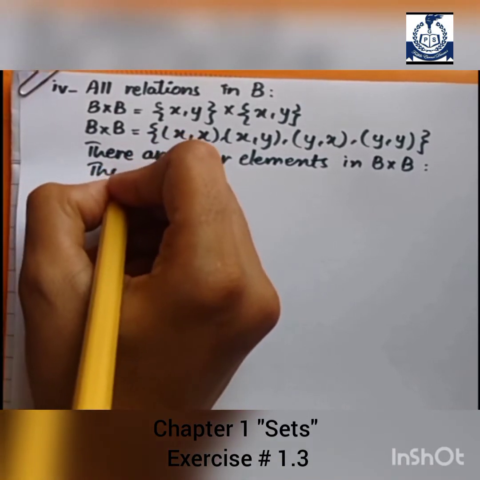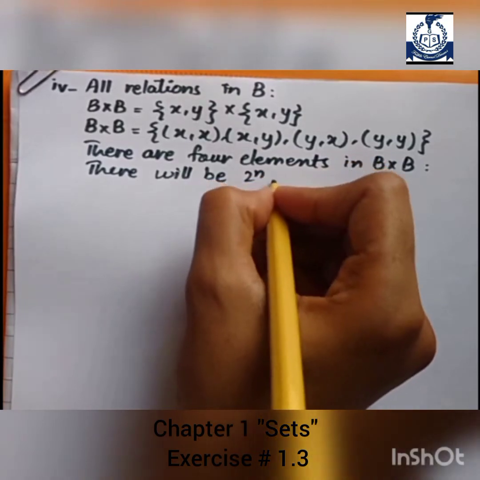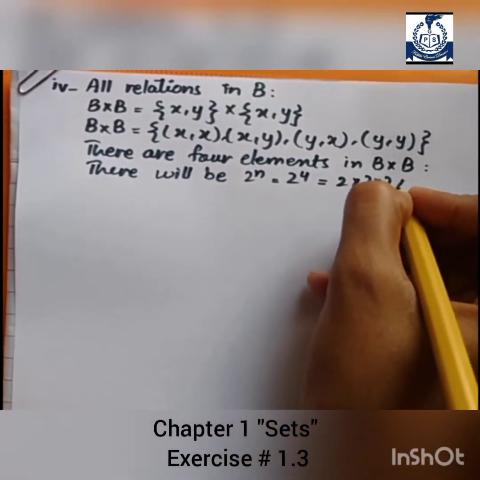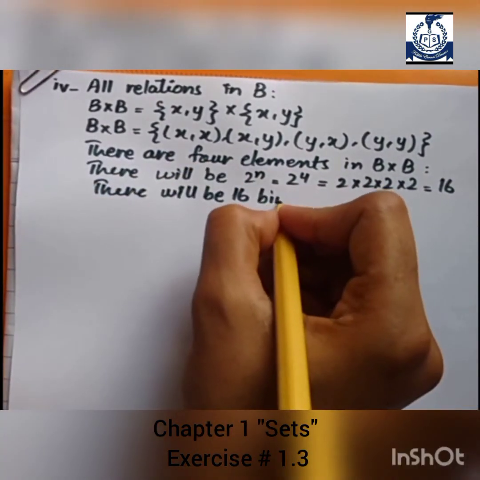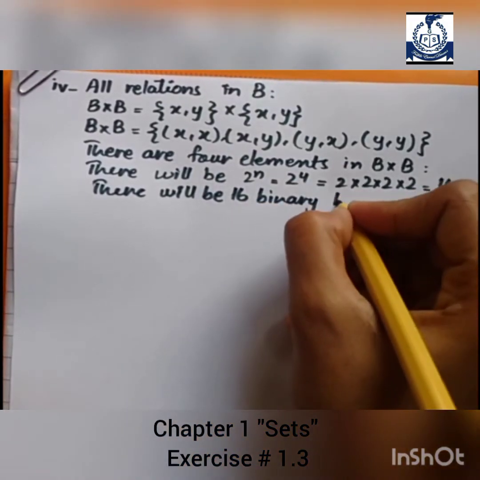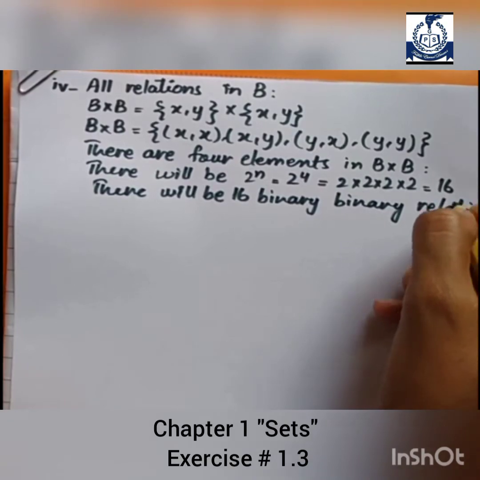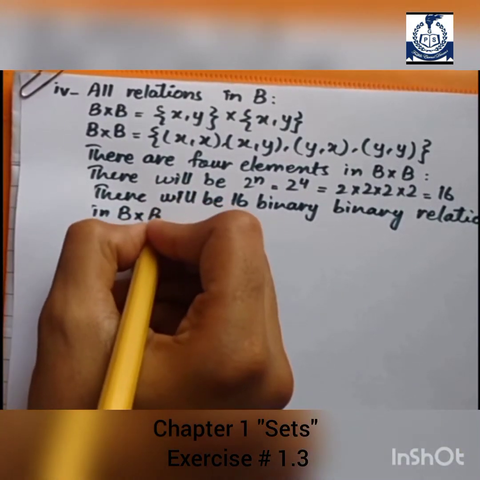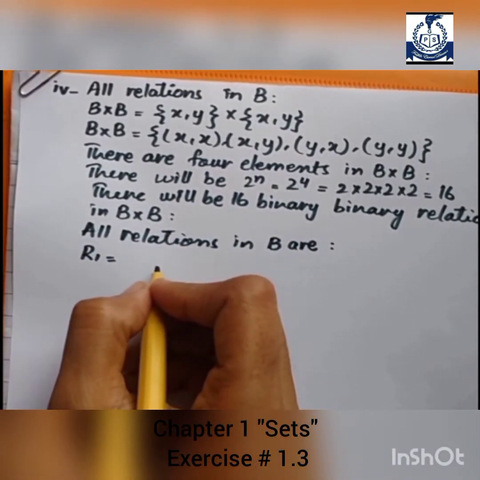So there will be 2 power n. So 2 power 4, which is 16. We multiply 2 four times, which is equal to 16. So there will be 16 binary relations in B Cartesian product B. All relations in B are. So in this question we have to make all relations in B.